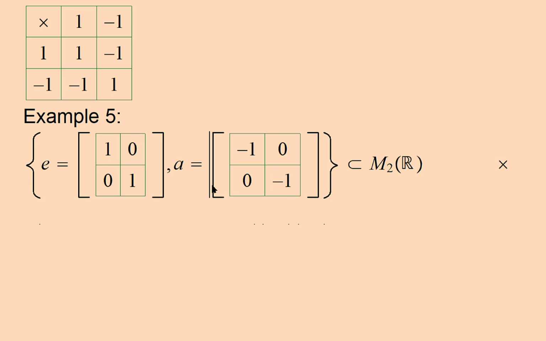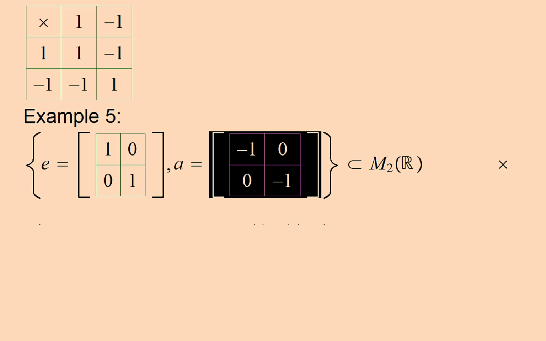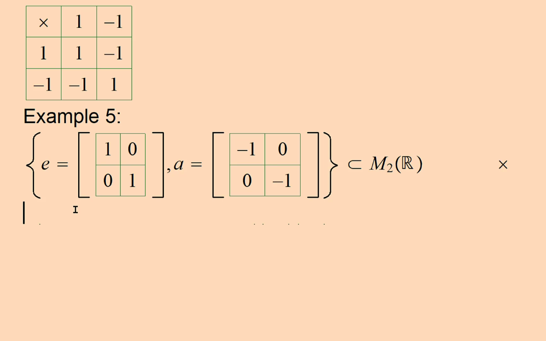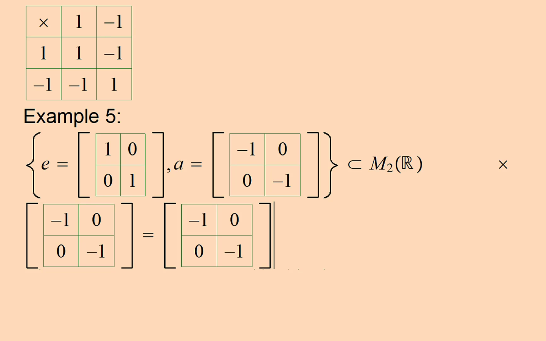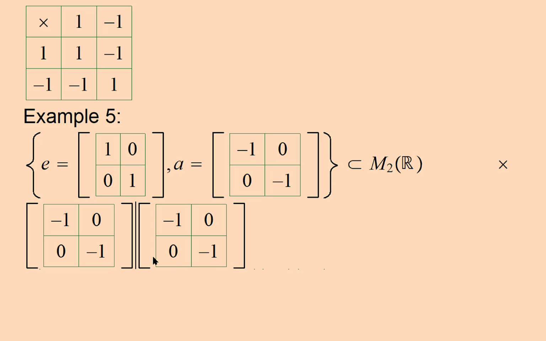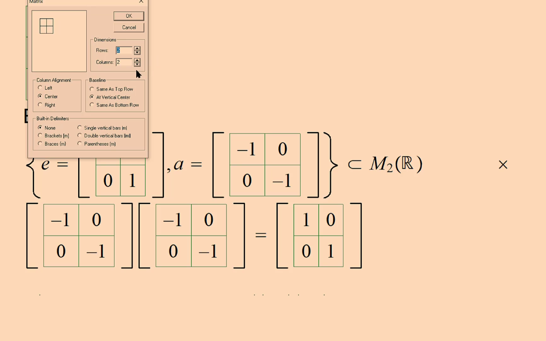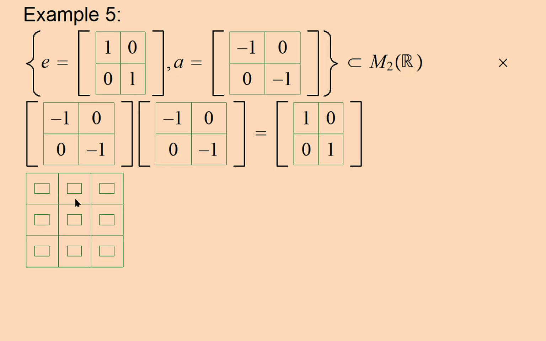So now you can see this multiplied with itself will give you the identity, right? And you can verify that this multiplied with itself also gives the identity. Okay, so that gives you the identity. Or let's go ahead and create our multiplication table. So we have E, A, and E, A.